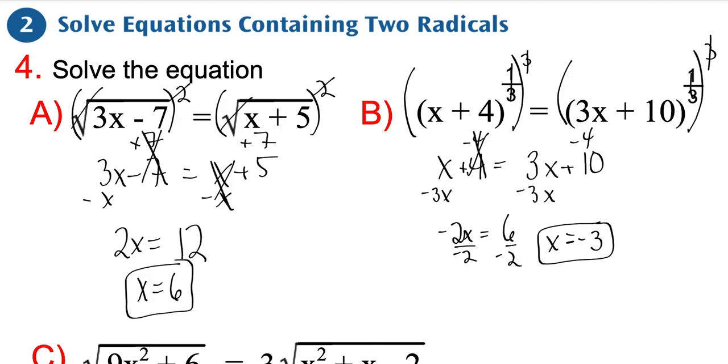Okay? And these should be fairly decent to check. You should just be able to plug it in here. Negative 3 plus 4, that's a 1. So 1 to the 3rd root is just a 1 on the left. Plug it in here. Negative 3 times 3 is a negative 9 plus 10, and we get a 1 over here again. So yeah, that one checks out. Okay?